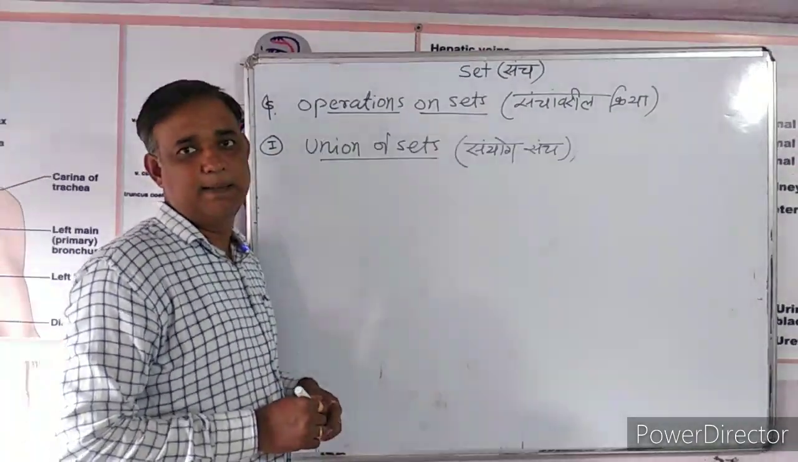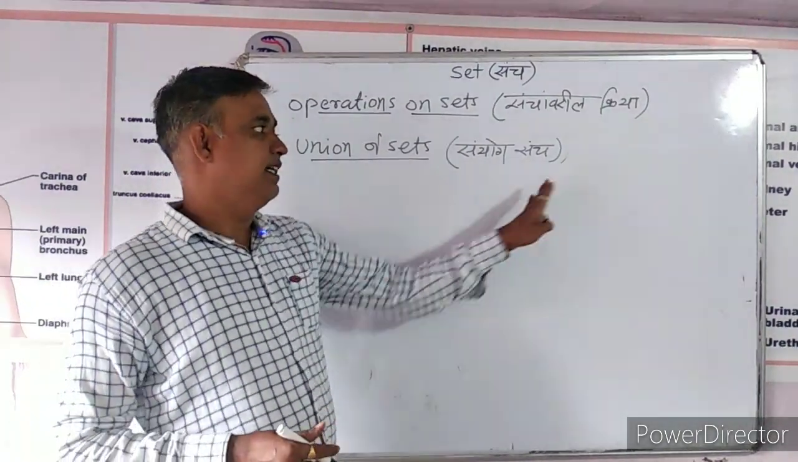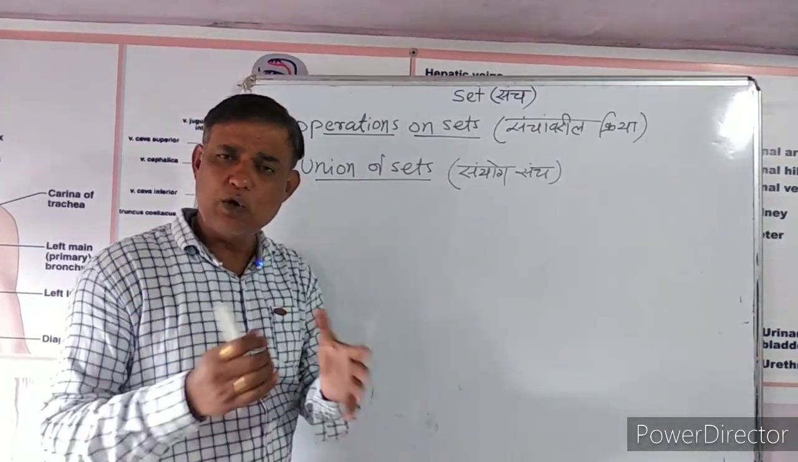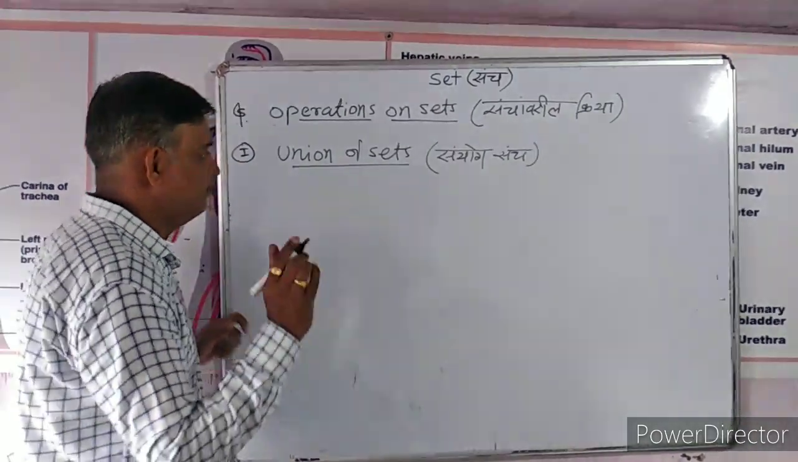While writing the union of two sets, we have to write common elements only one time.